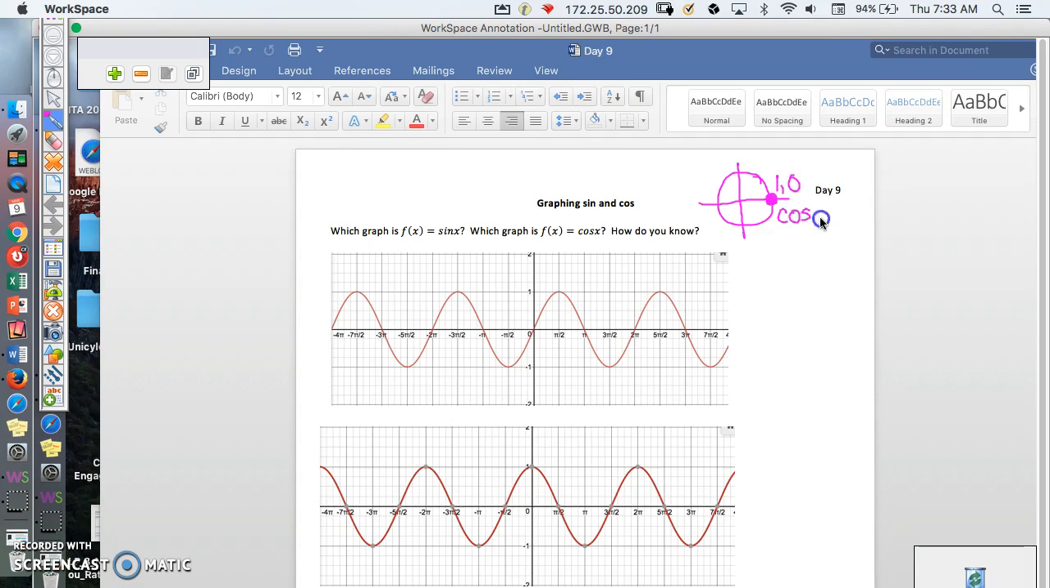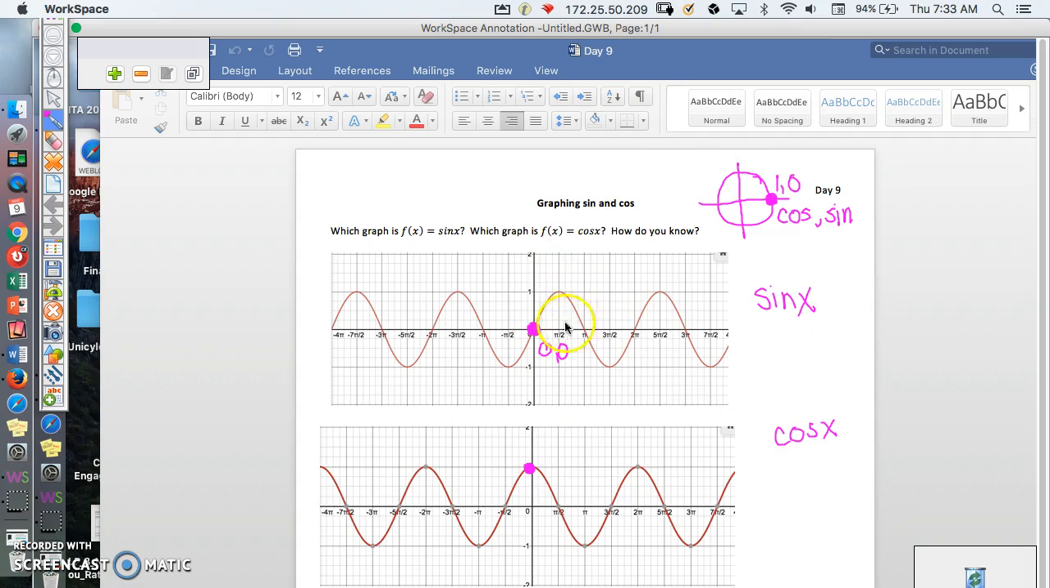And we know it goes cosine, sine. So when we look at the start on this one, that's the coordinate 0, 0. So that has to be the sine of x. Where this one starts at 1, so that has to be the cosine of x.